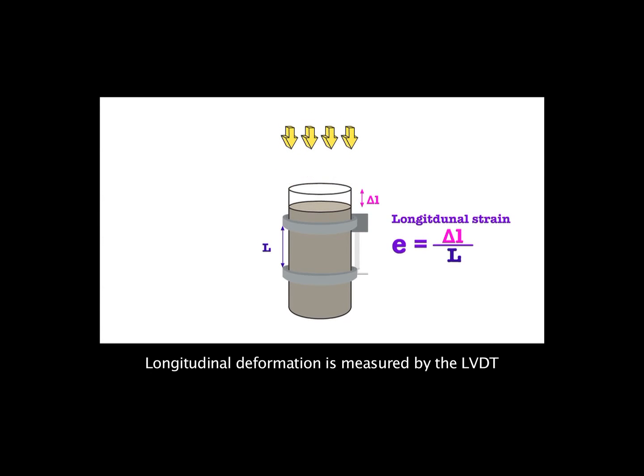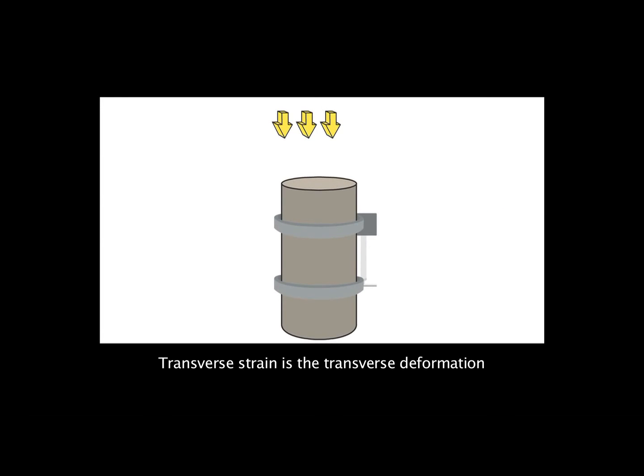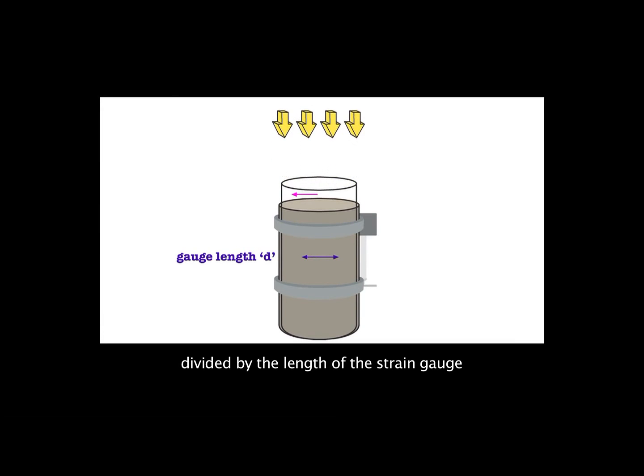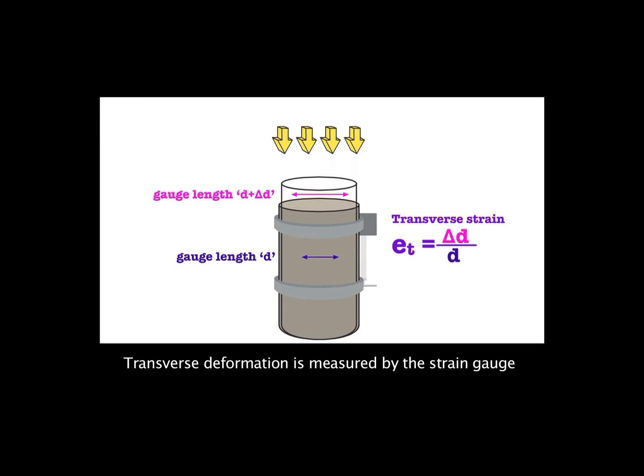Longitudinal deformation is measured by the LVDT installed in longitudinal direction. Transverse strain is the transverse deformation divided by the length of the strain gauge. Transverse deformation is measured by the strain gauge.